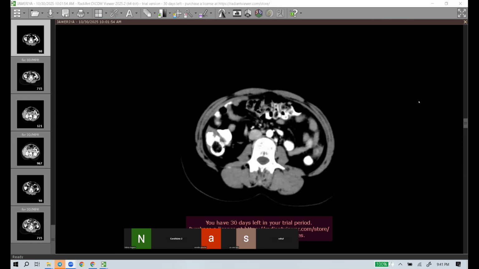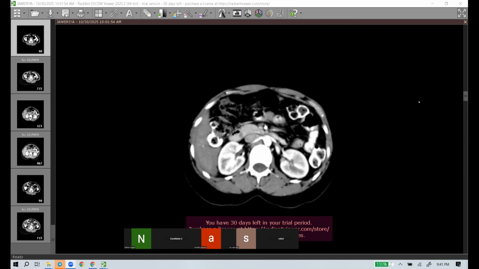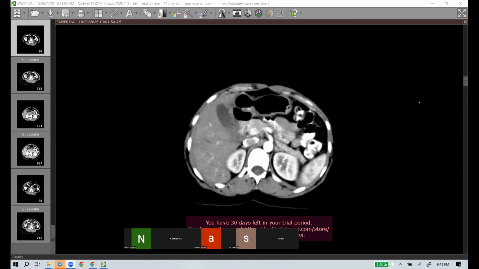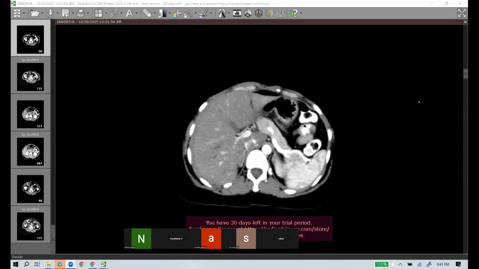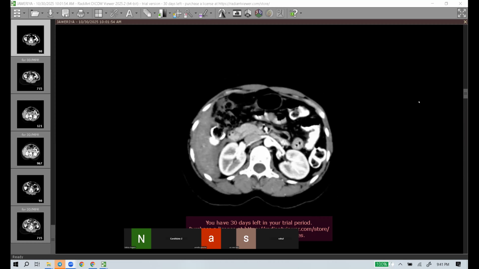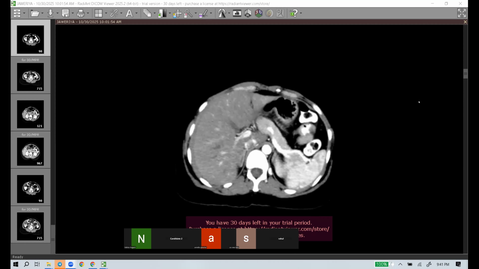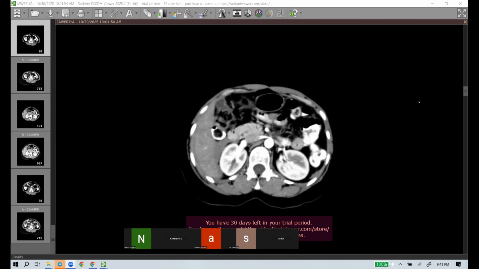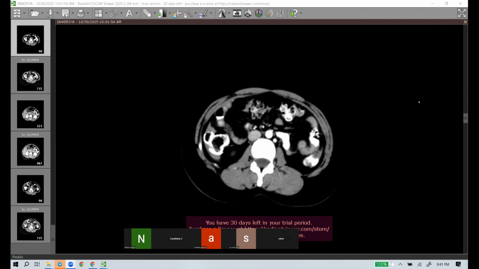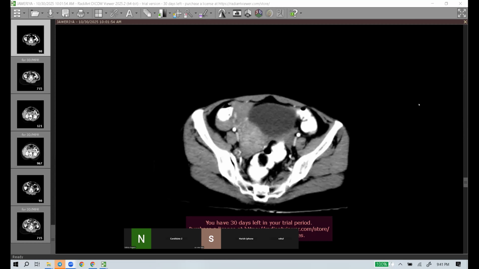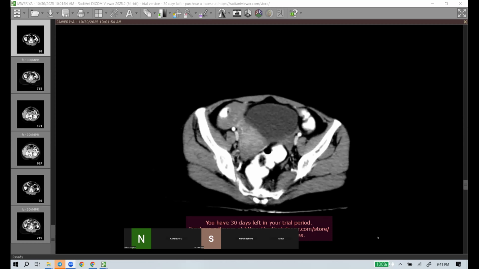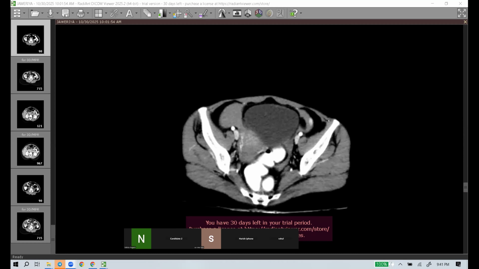The rest of the abdomen appears relatively unremarkable. The kidneys, the pancreas, spleen, and the rest of the visualized hepatic parenchyma appear unremarkable. If there is any other view that is available, I would like to go through the coronal images if possible.